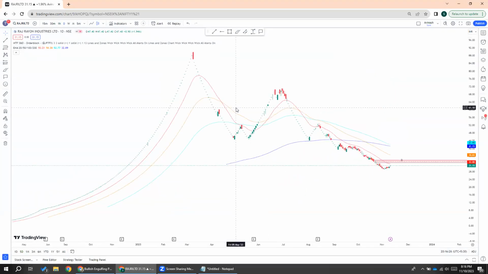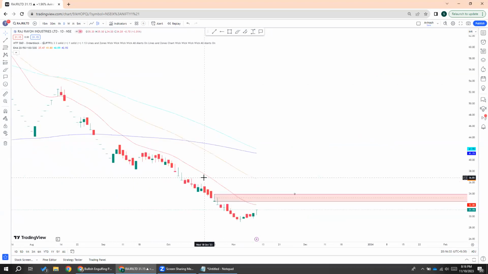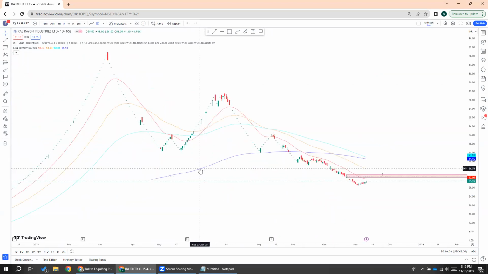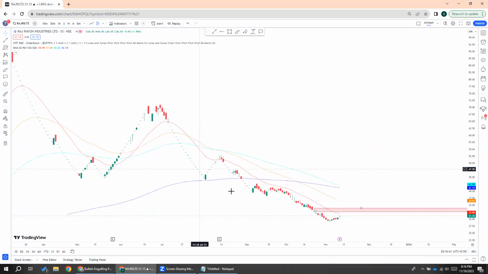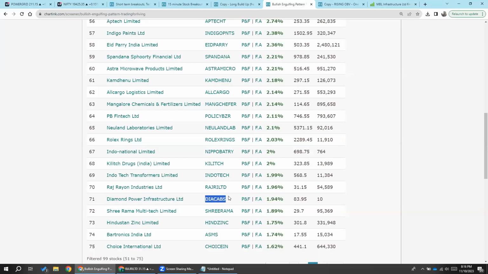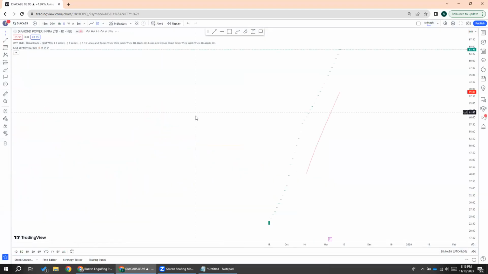Okay, so this is Raj Rayon Industries, 31. Pattern wise, it's good, but at least it will reach this level, that is the 30-35 level, and then it can go up to 41. So we check the gaps. No, a single one-sided move from 20 to 83 non-stop.